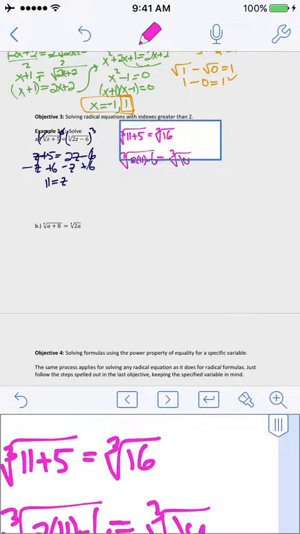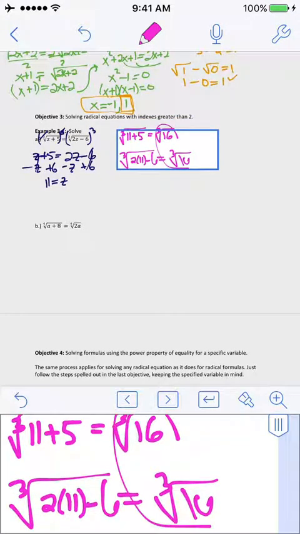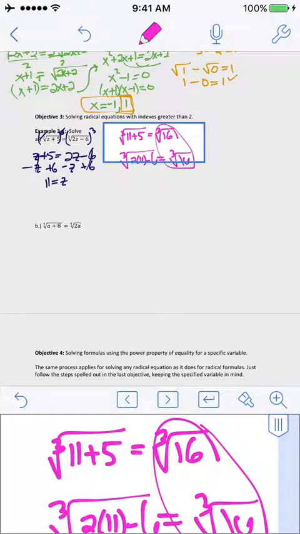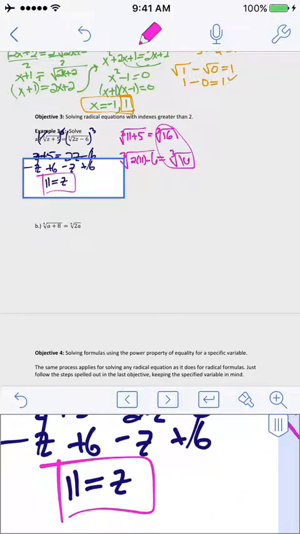So notice I didn't even actually have to get it down to a whole number, but I proved that they are equal to each other. And so this is a good solution, not extraneous. Check. Fabulous.